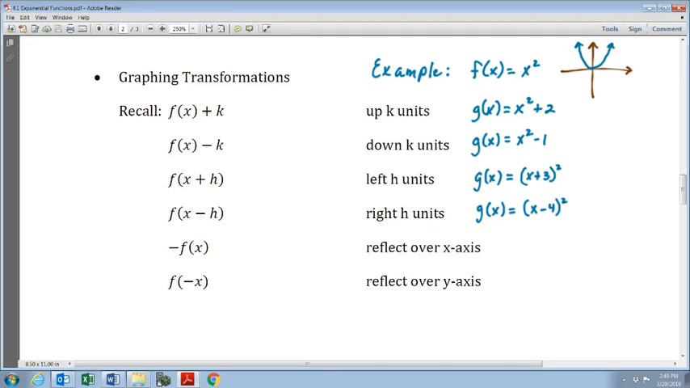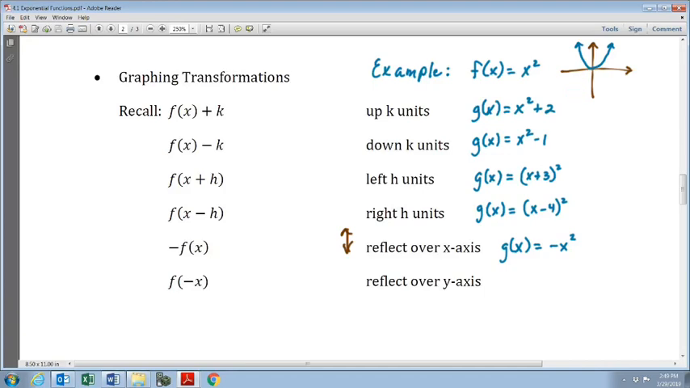Minus f of x, if you have a minus out in front of the function, it causes a reflection over the x-axis. I always use this symbol here to represent that. So notice minus x squared, it actually would have a graph that looks something like that.